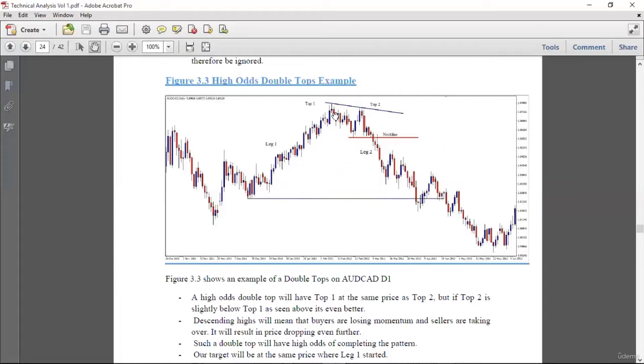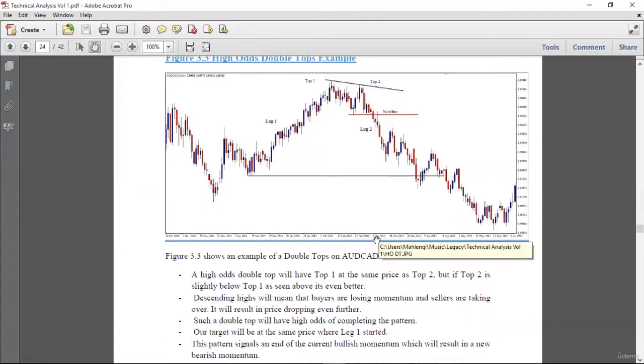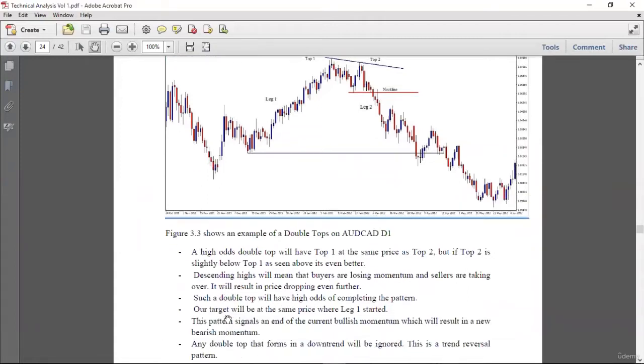If you have descending highs like this, highs are going down, it means that buyers are losing momentum and sellers are taking over. If buyers are still at stronger momentum, then the market is going to be printing higher highs, which is why we don't consider a double top that has higher highs as high odds. So if it starts to do something like this, then that's a good sign. Such a double top will have high odds of completing the pattern.